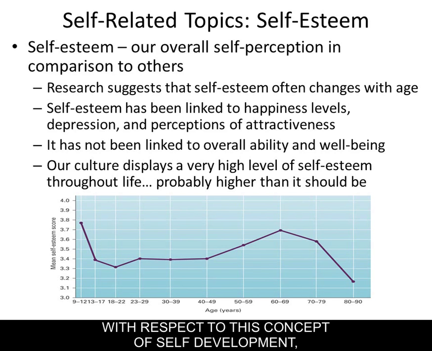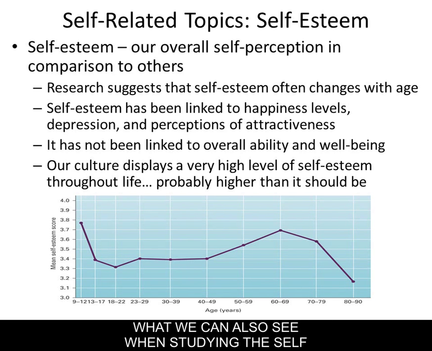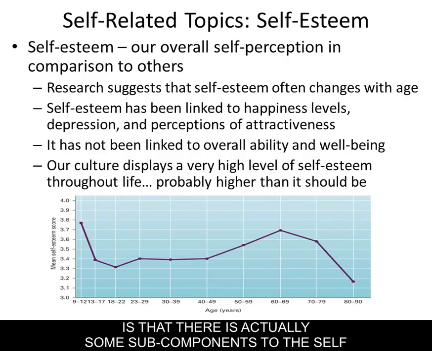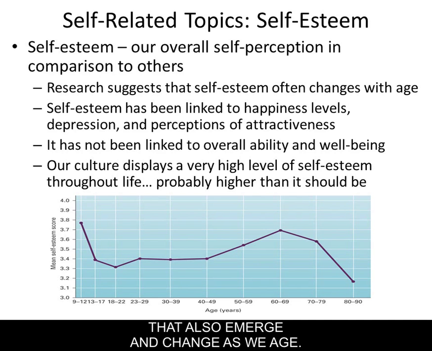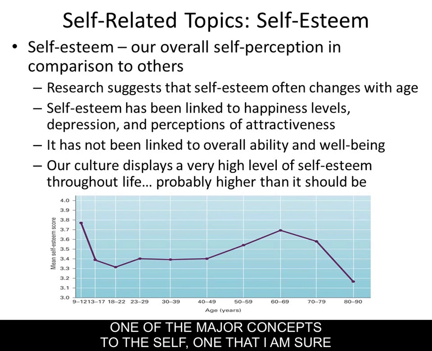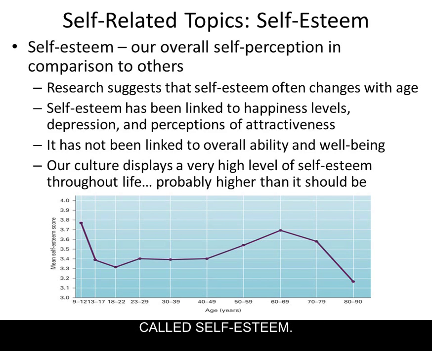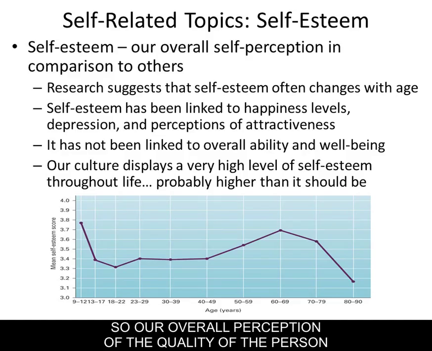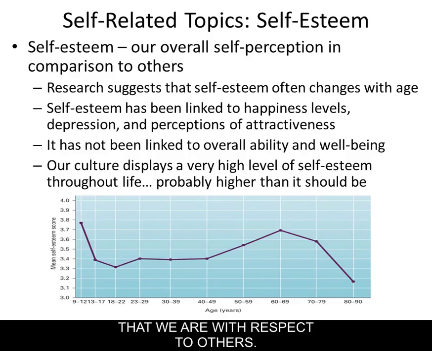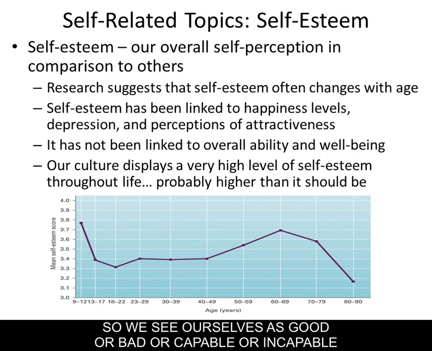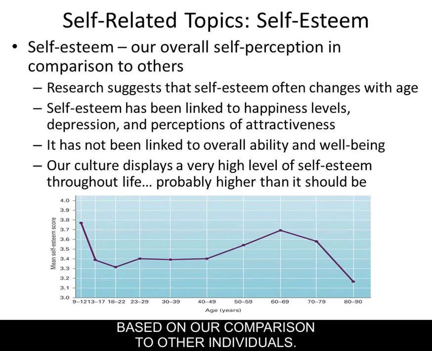With respect to this concept of self-development, what we can also see when studying the self is that there are some subcomponents to the self that also emerge and change as we age. One of the major concepts of the self, one that I'm sure all of us are familiar with, is something called self-esteem: our overall perception of the quality of the person that we are with respect to others. So we see ourselves as good or bad or capable or incapable based on our comparison to other individuals.